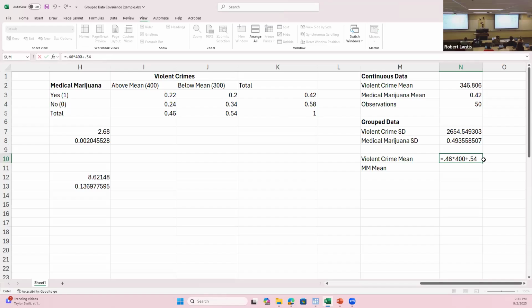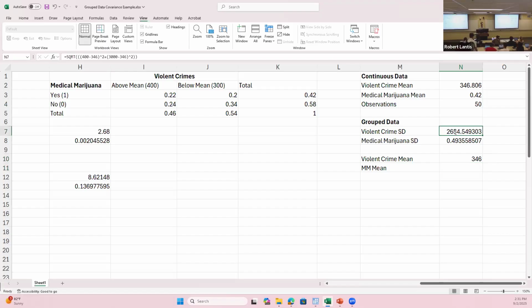So the probability there was 0.54, times what's the violent crime rate of people in that category? We said it was 300. Just making it two values. You know, we could do more than two. It just makes the math a lot more moving parts. So I can calculate means, and I get, sure enough, that violent crime rate is about the mean if I had the actual continuous data. It'll be a little bit off because I changed the numbers to be nice round numbers. But it's essentially going to produce the same value.